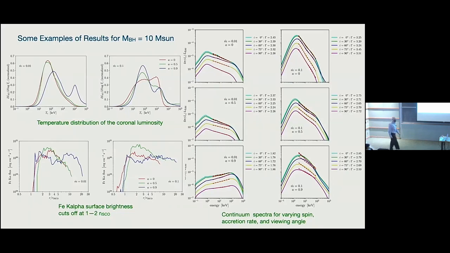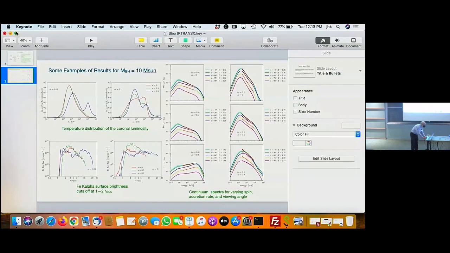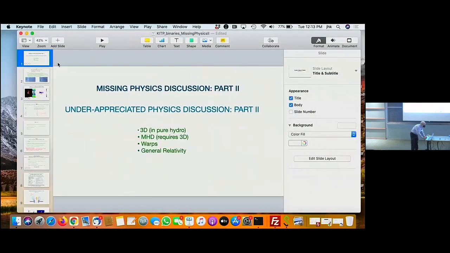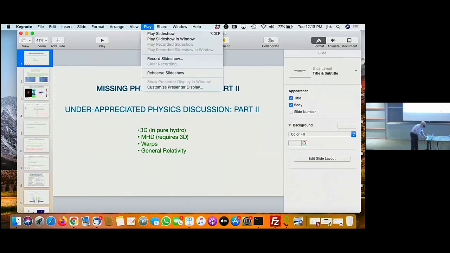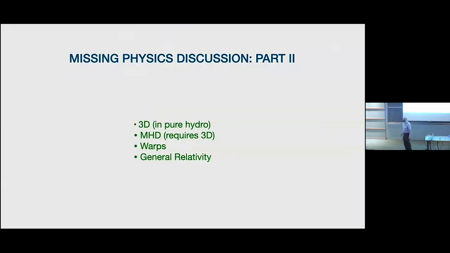Either way. I wanted just to say, going back to binaries, this is exciting work and so on. What would you use this for? What are your favorite questions that this radiative transfer method could answer or address? How would you use it in binaries?